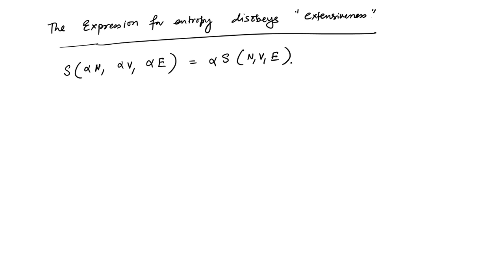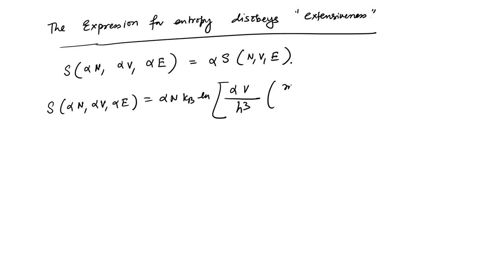This is a relation that entropy should follow, okay, where alpha is the factor, just like I told, double, so alpha is any factor. So if you increase it 10 times, we should have a factor of 10 in front when we have made all these quantities N, V, and E 10 times larger, okay. So that would tell us that if we apply it to that equation of entropy that we had shown, then S of alpha N, alpha V, and alpha E gives you alpha N k and a log of alpha V by h cubed, 4 pi m alpha E divided by 3 alpha N to the 3 by 2, plus 3 by 2 alpha N k.